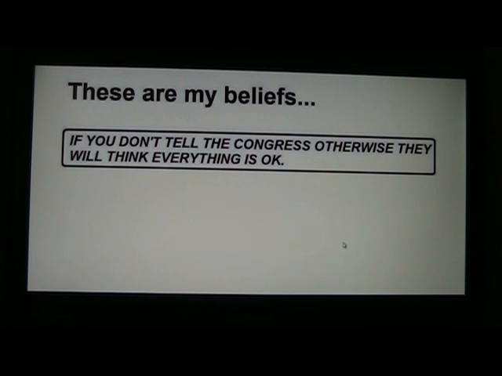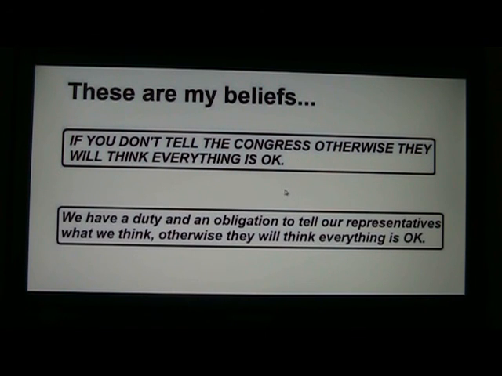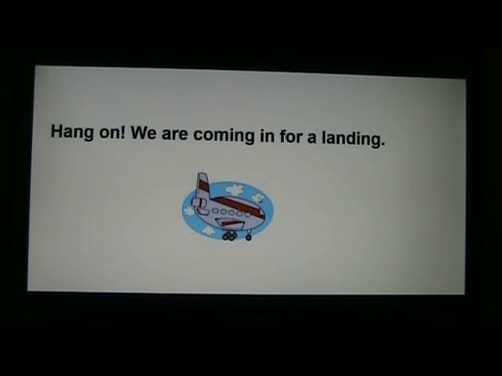Now these are my beliefs. If you don't tell the Congress otherwise, they will think everything is okay. I also believe that we have a duty and an obligation to tell our representatives what we think, otherwise they will think everything is okay. Hang on, we're coming in for a landing. Let me tell you this.